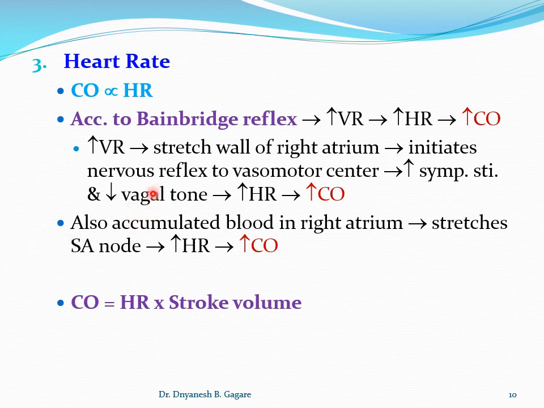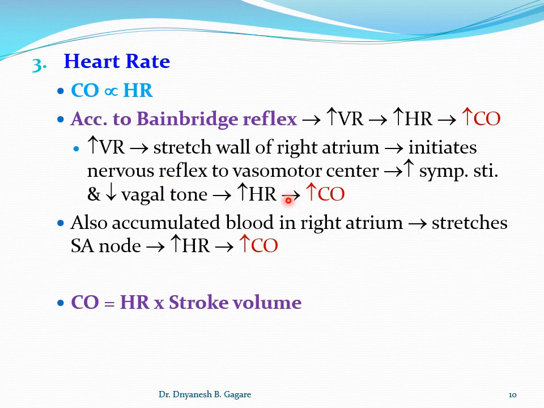That day we also discussed the role of vagal tone in the regulation of the heart rate. Sympathetic stimulation to the heart increases heart rate, and a decrease in vagal tone also increases the heart rate. Vagal tone means the inhibitory influence on the heart by the vagus. If the inhibitory influence decreases, that means there is an increase in heart rate, and with increased heart rate, there is an increase in cardiac output. So this is one mechanism of how increased venous return increases heart rate.